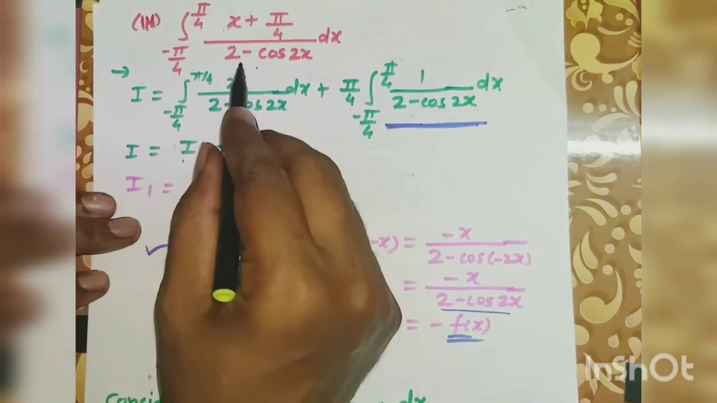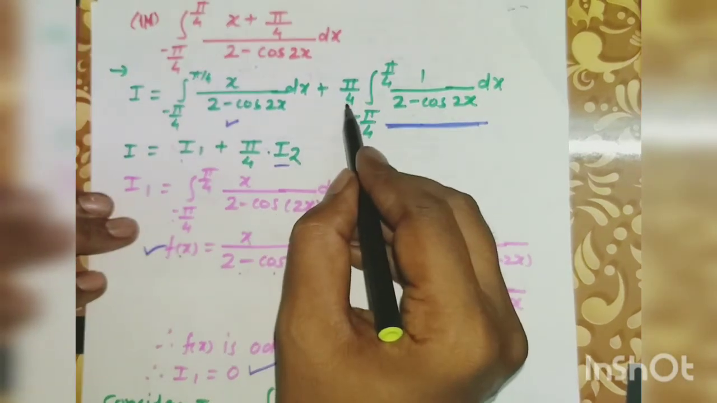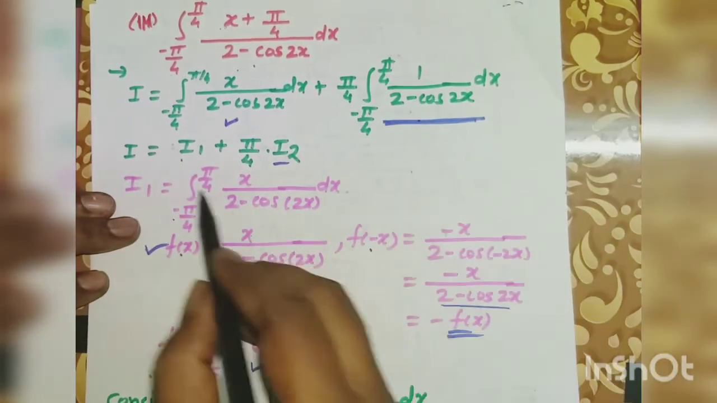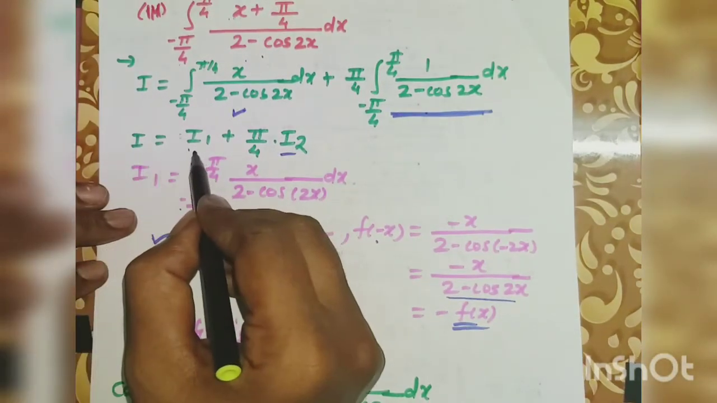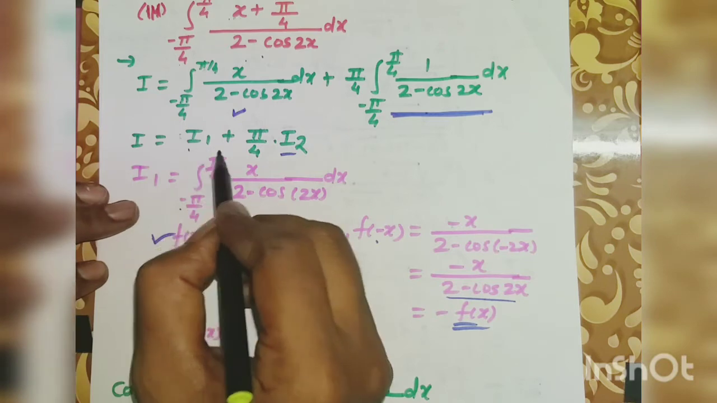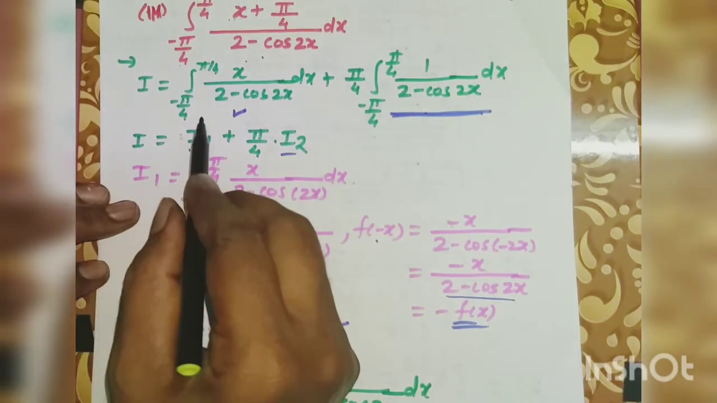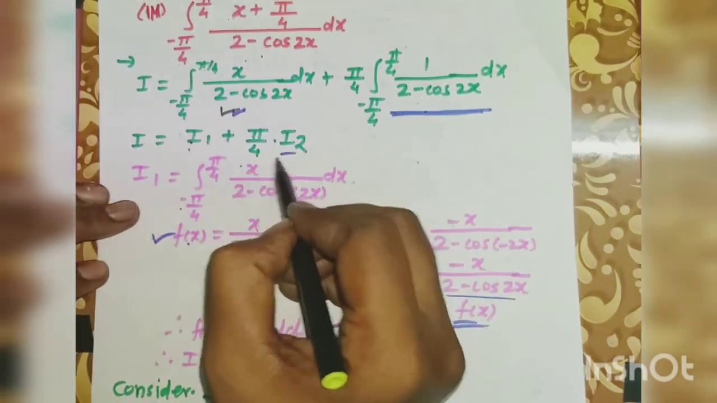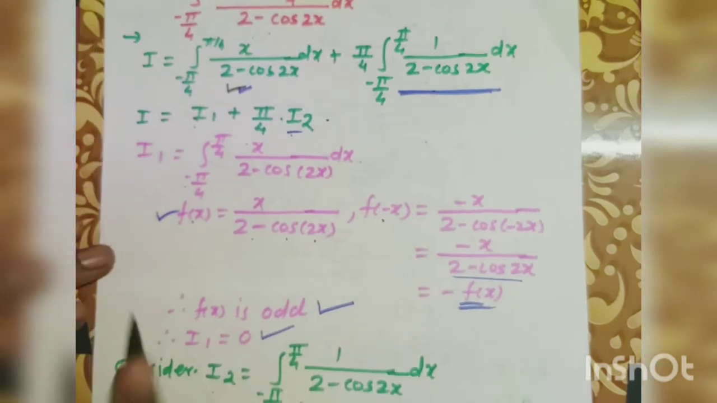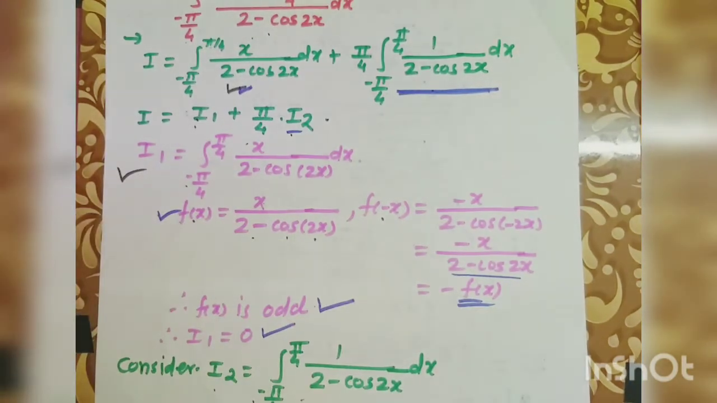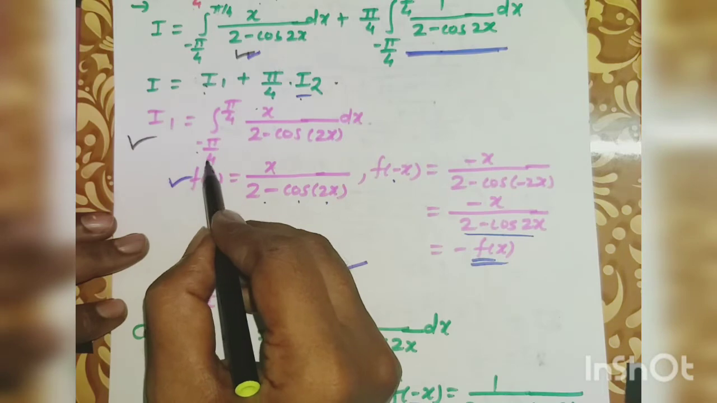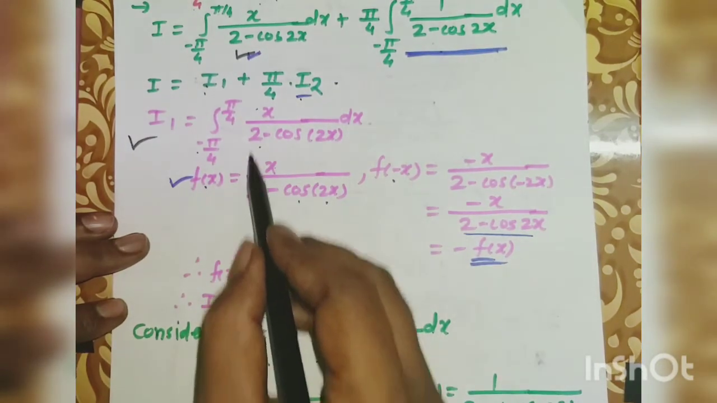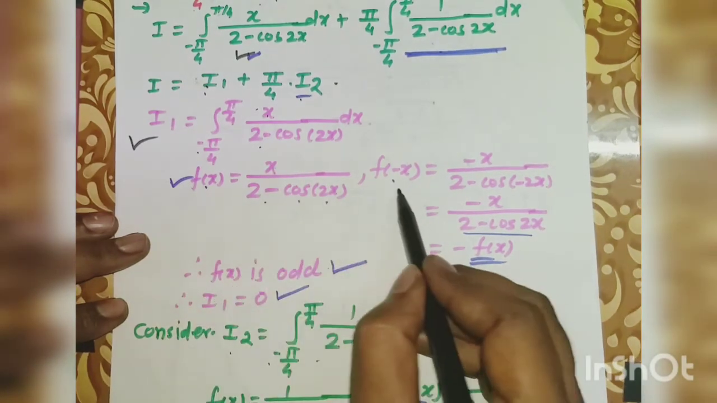First step, I write separate denominator. X divided by this denominator plus pi by 4 is constant. Take outside the integration, 1 divided by this denominator. Then I write integration in two parts, I1 plus I2. Integration I1, that is this I1 plus constant term pi by 4 integration I2. And first solve I1. I1 is equal to minus pi by 4 to pi by 4 x divided by 2 minus cos 2x. In place of x, we substitute minus x.